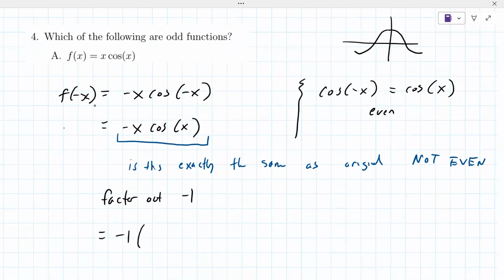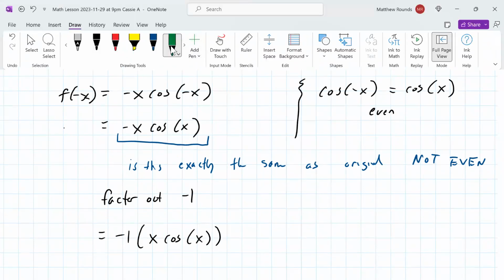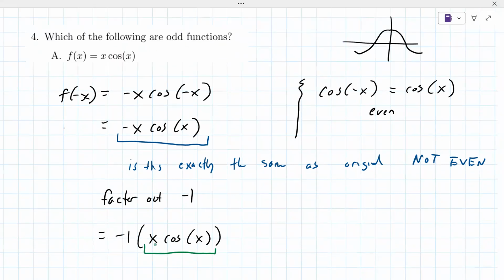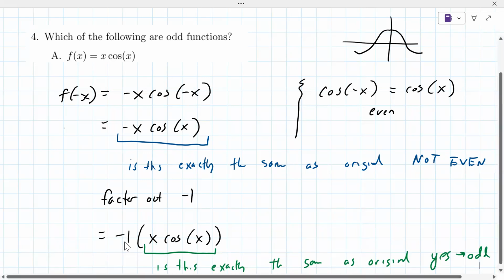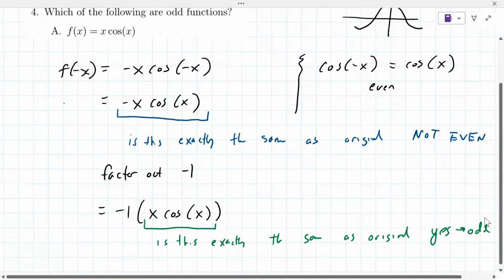So you get -1 times x cosine of x. And then you ask yourself the same thing. The part inside parentheses, is this exactly the same as the original? Yes, it is. That means it's odd. So the sequence is always: you first check for even. If it's not even, you check for odd. If it's not odd, then it's neither.